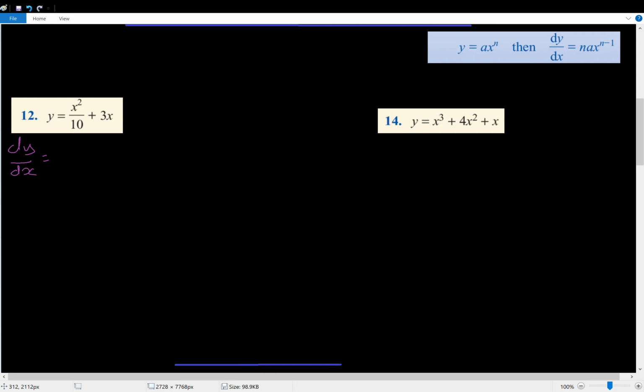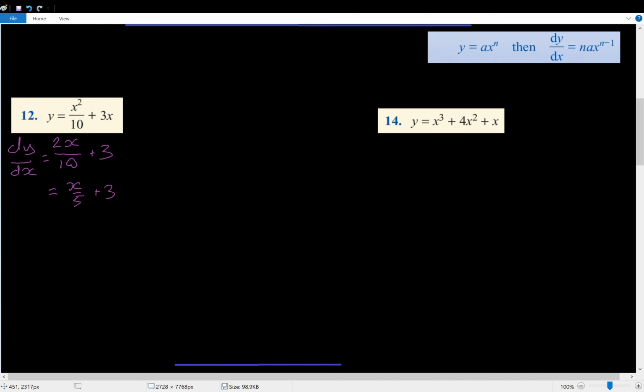Now when you're dealing with a fraction, there's two ways you can go about it, depending on which way you're more comfortable with. You could firstly, if you want, just apply the differentiation to the x on top and leave the 10 on the bottom as is. So x squared becomes 2x, that's still over 10. And our 3x, when we differentiate it, we just get 3. And then our 2x over 10 is just going to be equal to x over 5 plus 3.